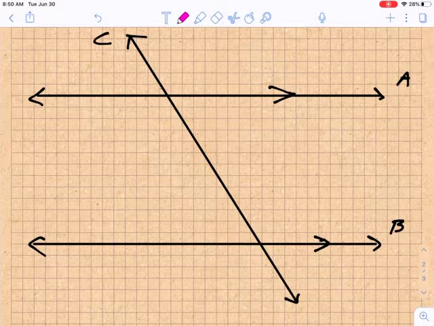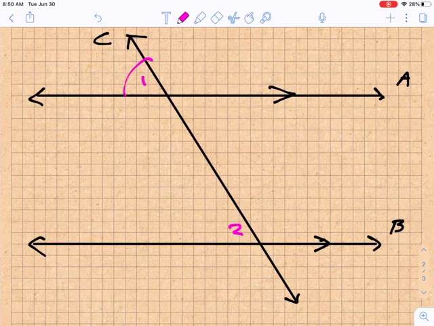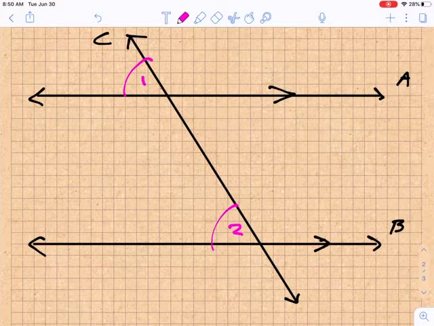The big ones you need to know are, first of all, if you have angle 1, and then we'll call this angle 2, those are called corresponding angles. So those are congruent to each other. If you picked this angle up and moved it over here, you would see that they're the same angle.